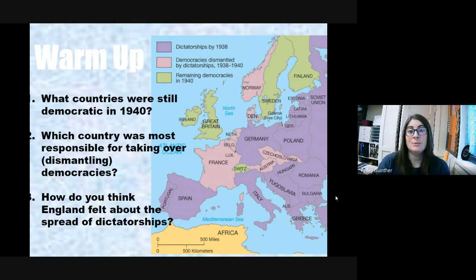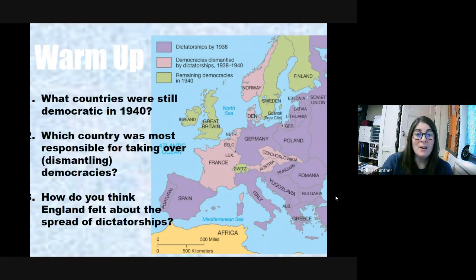So we had dictatorships in Spain and Italy and Germany and Japan and the Soviet Union. A lot of the world was being taken over by dictatorships throughout the 1930s. So I wanted to show you guys this map first and foremost to give you an idea of what was going on in Europe. All of those countries in purple were dictatorships or led by dictators.